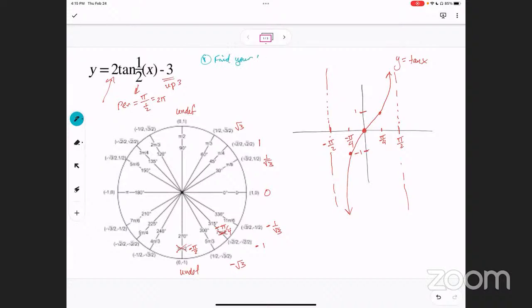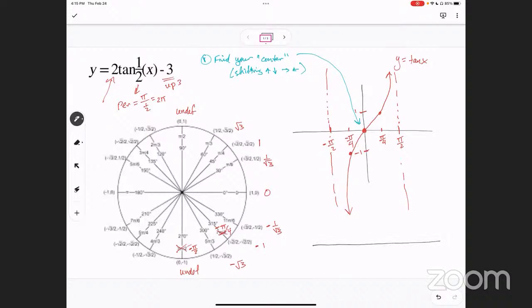Find your center. This is your center right here. And to find your center, you're going to use your shifting, up and down or left or right, right? That's how you find your center. So what's my center point going to be in this example? So would your center point just be 0, 0?